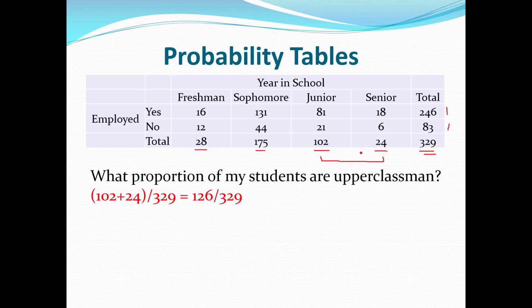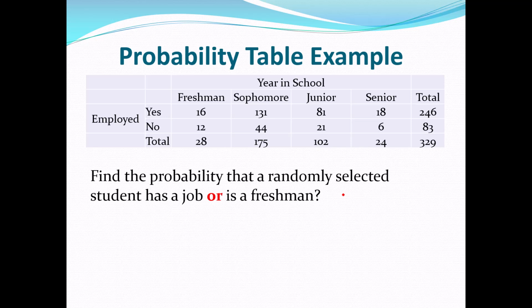Now look at this next question. Find the probability that a randomly selected student has a job or is a freshman. So if I go over here to my table, I'm looking at these employed students, or a freshman, and so now I'm going to look over here. It would be really nice if you said, well, I'm going to take these 246 and these 28 and add them together.